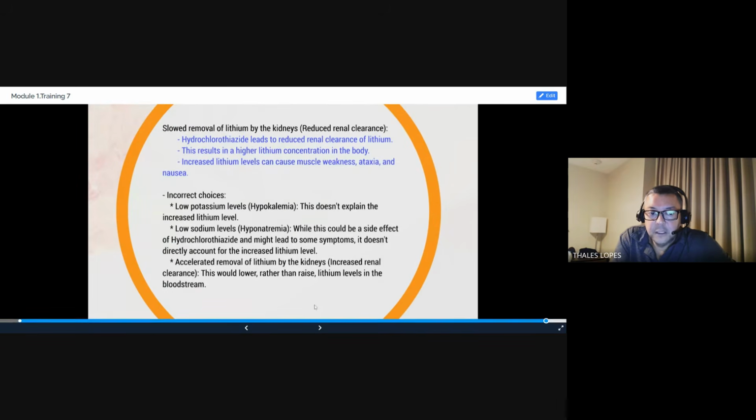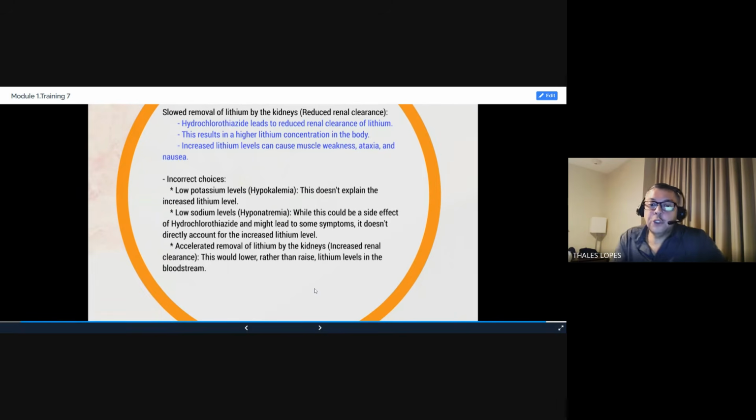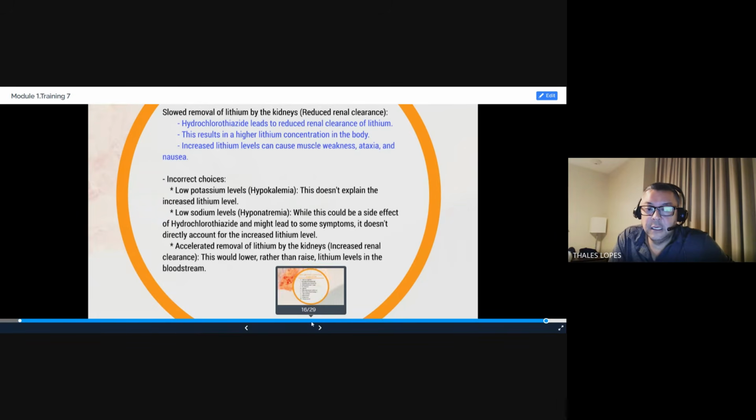All right. So option A, hypokalemia, it doesn't really explain the lithium level. Hyponatremia, while this could be a side effect of hydrochlorothiazide and it leads to some symptoms, it doesn't directly account for the lithium increase necessarily. This is more of a reduced lithium clearance by the kidney. Okay.